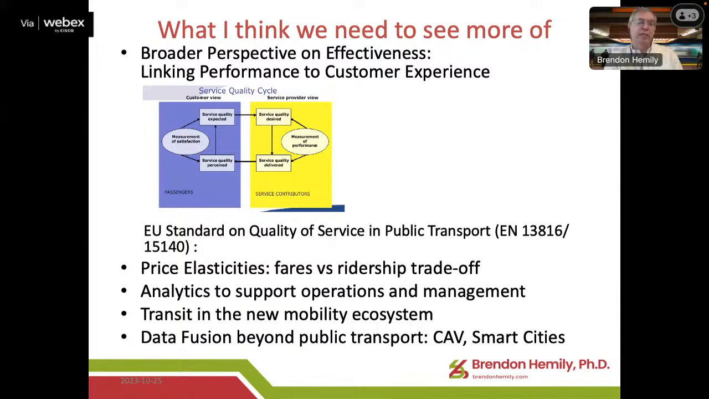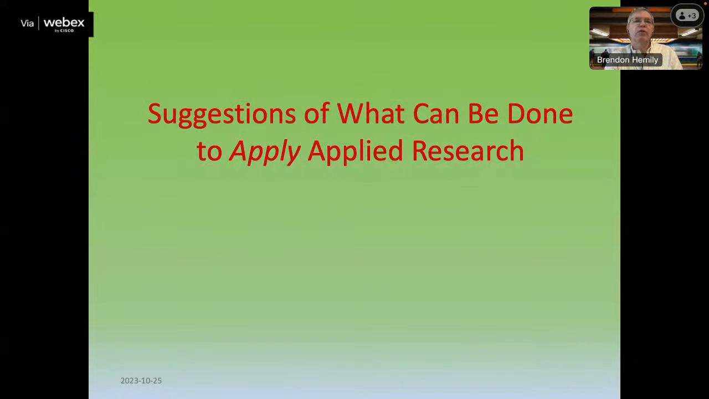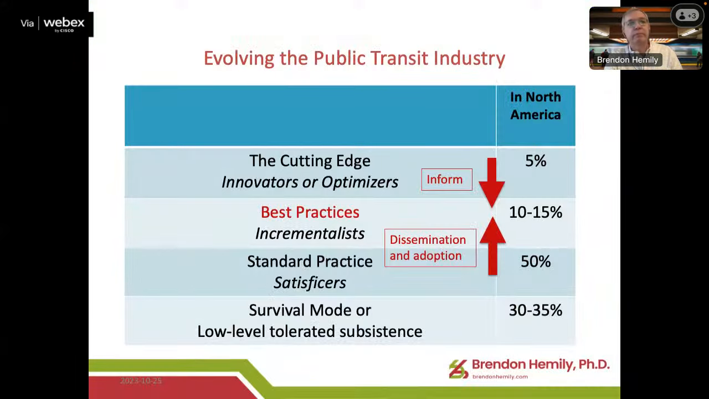On the WMATA fare model and elasticities. Other things about elasticities to support operations, transit in the new mobility, and data fusion for new modes, new sources of data such as connected automated vehicles and smart cities and so forth. So a few suggestions of what can be done.